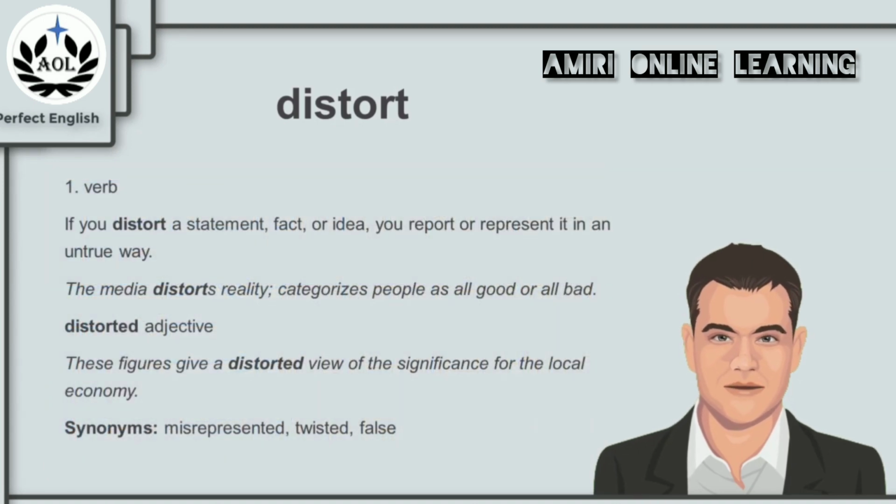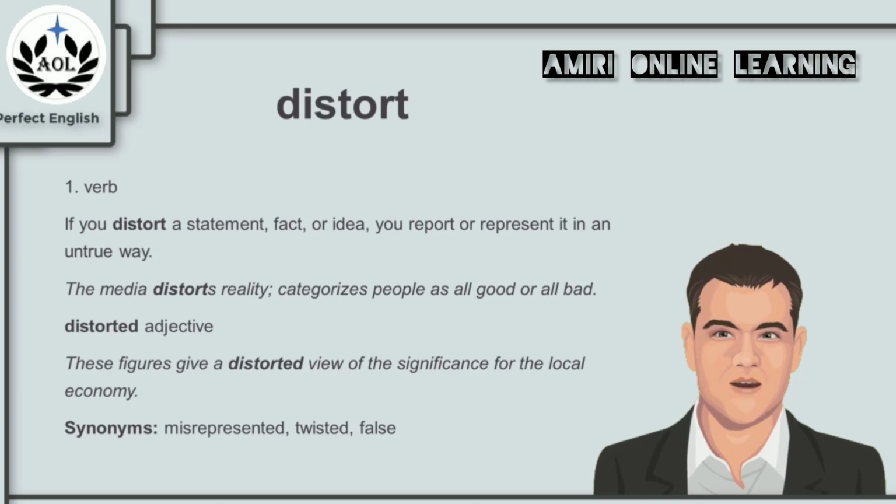If you distort a statement, fact, or idea, you report or represent it in an untrue way. For example, the media distorts reality, categorizes people as all good or all bad, which is not the case. So they represent reality in an untrue way, because not all people are either good or bad.